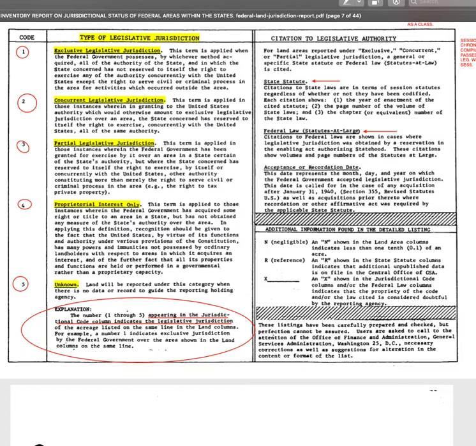Let me find my Constitution again. I've got all these windows open now.